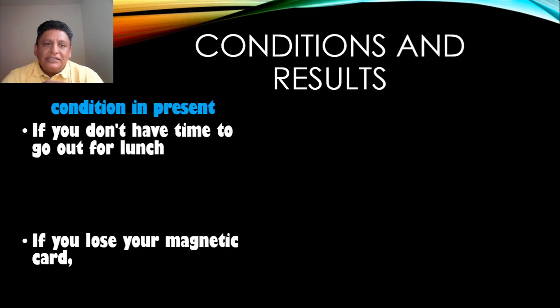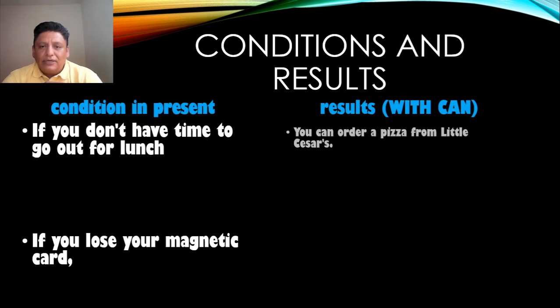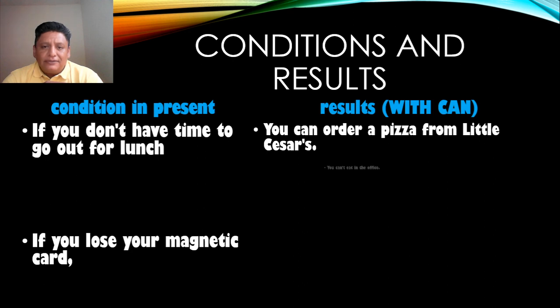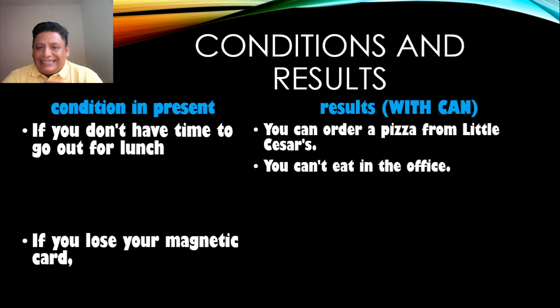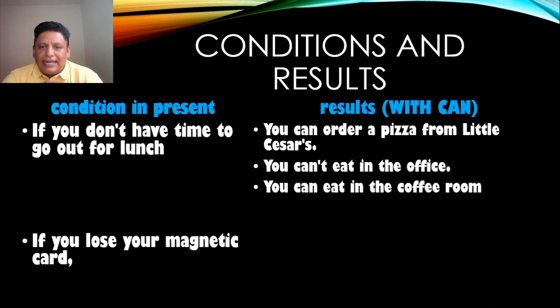Okay, conditions and results. The condition is in present and the result with can. For example, if you don't have time to go out for lunch, you can order pizza from Little Caesars. You can't eat in the office, or you can eat in the coffee room. Okay, those are the three options you have. So we are using results with can. Now let's practice the next one with condition in present and the results with obligation or necessity.